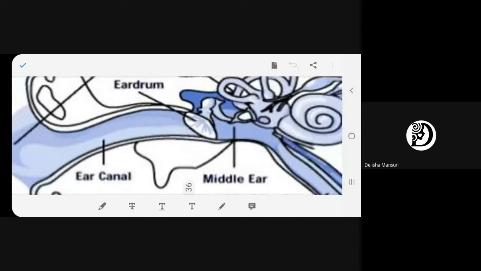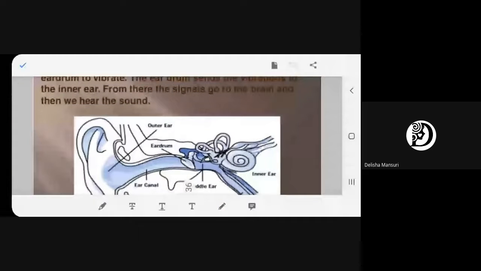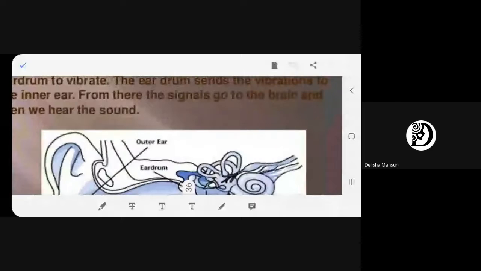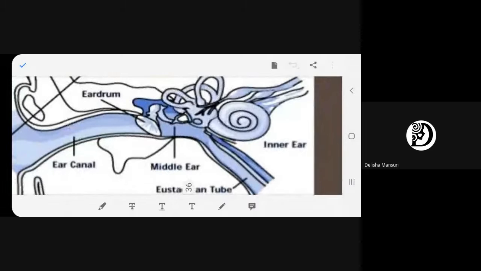there is a flap which is known as the eardrum. So the sound knocks on the eardrum. It taps on the eardrum, and the eardrum starts vibrating. Got it? You understand? The eardrum starts vibrating. Now this eardrum sends the vibrations to the middle ear. This is the middle ear. You see this?